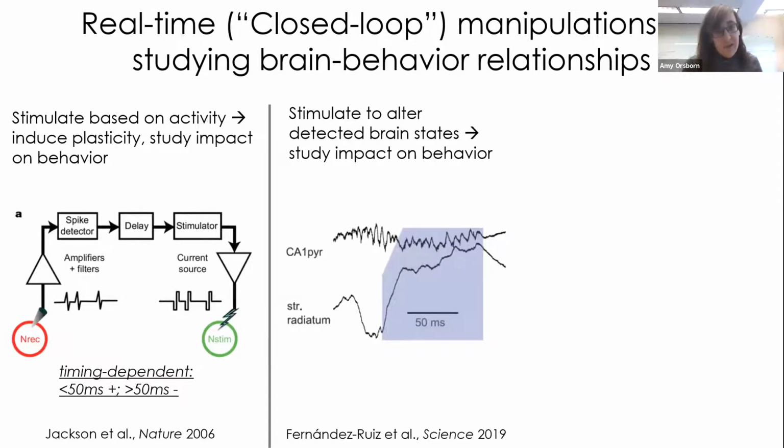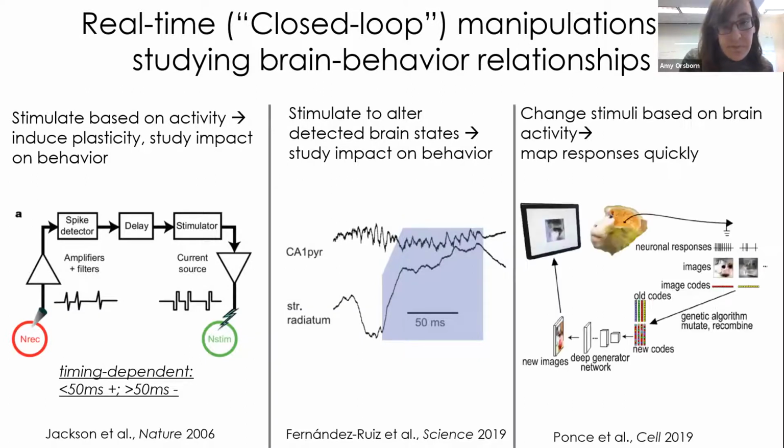Another example would be to stimulate the brain based on detected brain states, and then study how that impacts the behavior. I'll talk a little bit more about this in a second. The idea is that this provides a causal intervention to try to understand how a particular pattern of neural activity or state in the brain is related to behaviors.